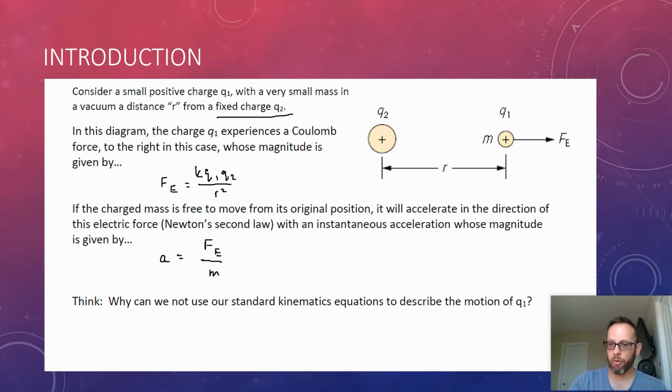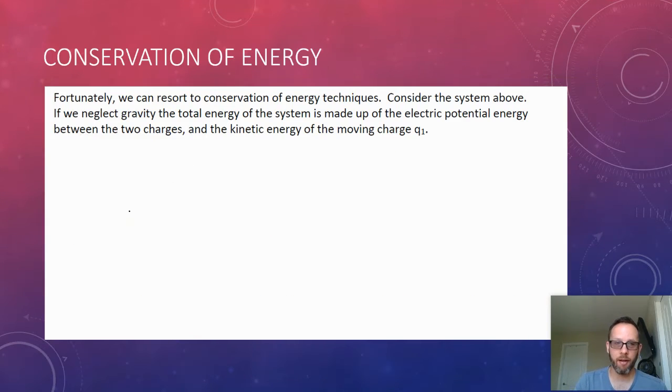We have other ways to analyze motion too. Conservation of energy helps us analyze the motion. So we're going to use conservation of energy techniques. If we neglect gravity, which as we've talked about is usually not a big deal because electric forces are generally so much bigger, and also if we're talking about a horizontal problem, there is really no change in gravitational potential energy. And there are no springs, so no spring energy either. But in this case, the total energy of the system is the electric potential energy between the charges, and then that's being converted to kinetic energy.